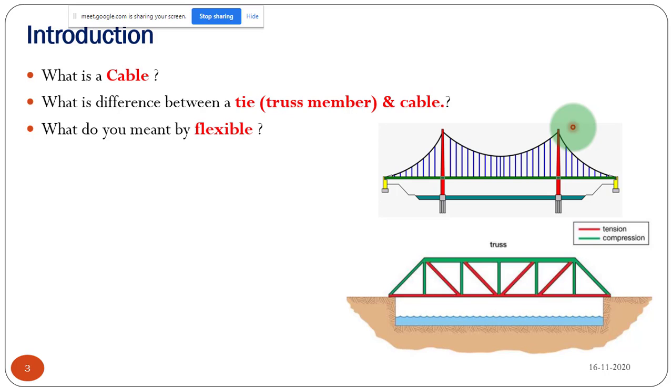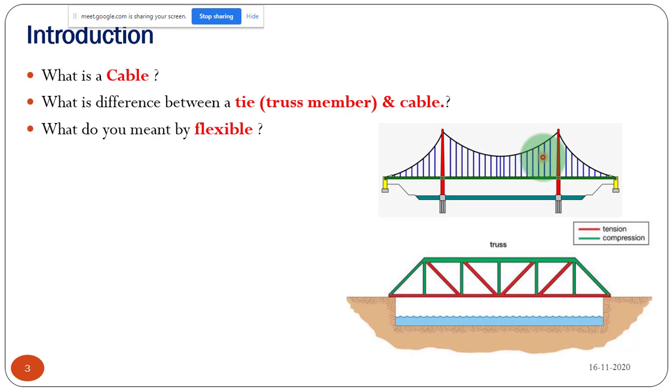The cable is more flexible, but the tie member is not like that. It has some stiffness. So this truss structure cannot be flexible. If it is flexible, it can't take any load. It is not flexible, but a cable is flexible. So now can you tell me what do you mean by flexible? These terms you may be familiar with.